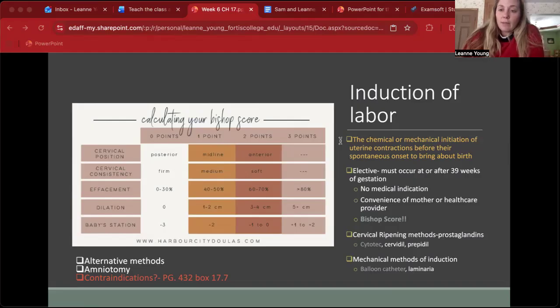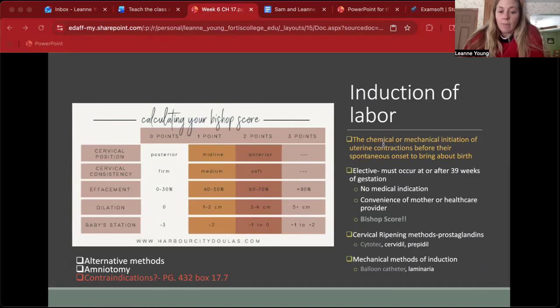Cytotec is less expensive, it's easy to administer, and has a quicker onset of action. The only thing that we're worried about with Cytotec is it has a high risk for uterine tachysystole, because once we've placed this medication, we cannot take it away. We can't stop it, because typically it's given either sublingually or vaginally. Okay, so those are your cervical ripening methods or your prostaglandins.